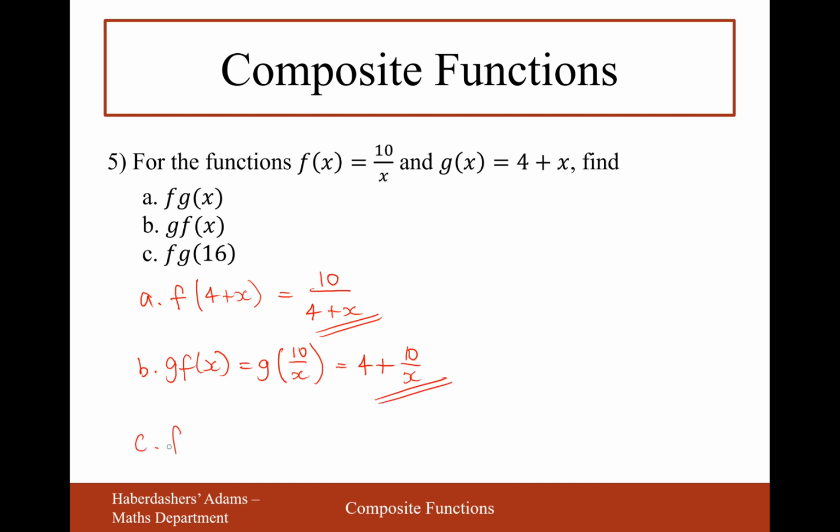And then part C, it's g of f of 16. Now what I'm going to do here is use part A as my template and just replace x with the number 16. So it's going to be 10 divided by 4 plus 16, which is 10 divided by 20, which is a half, 0.5.